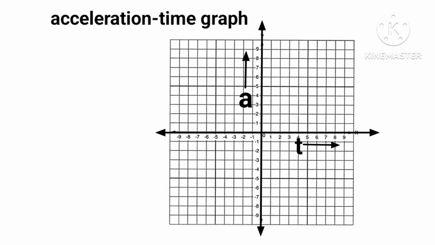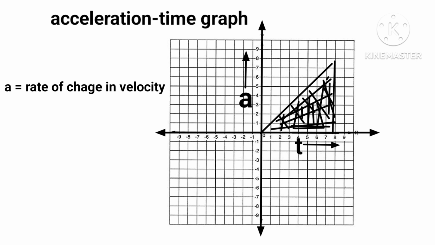When we draw a graph between acceleration and time, we get a straight line, which shows that the rate of change in velocity with time is uniform acceleration. The area between acceleration and time gives us velocity.